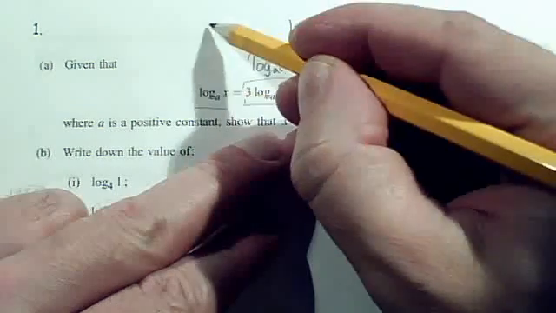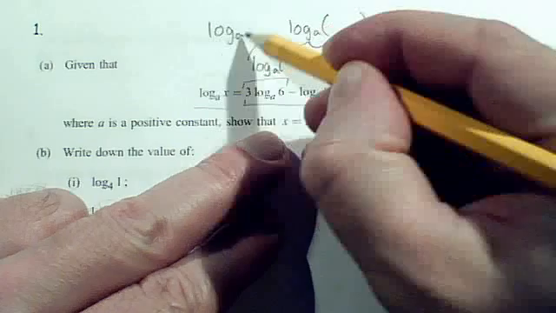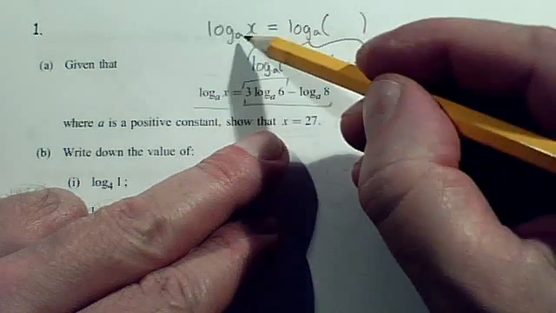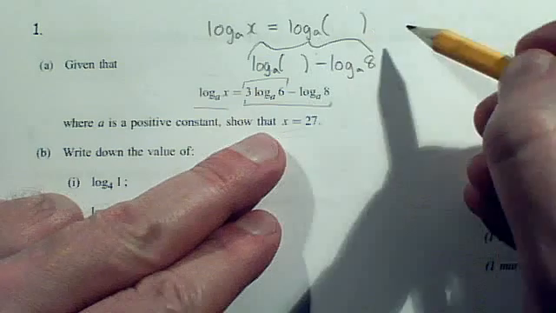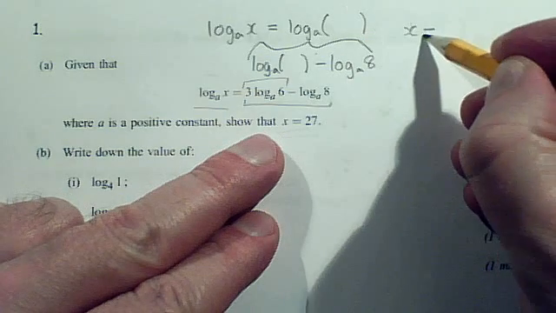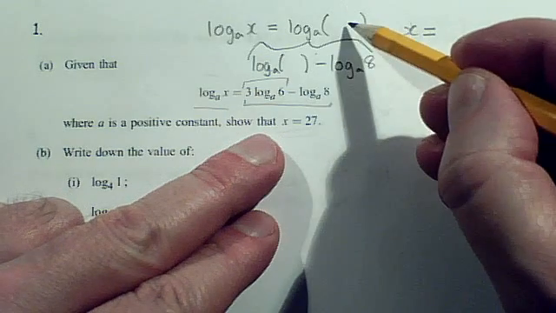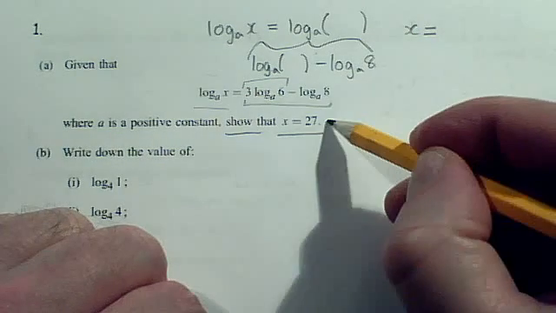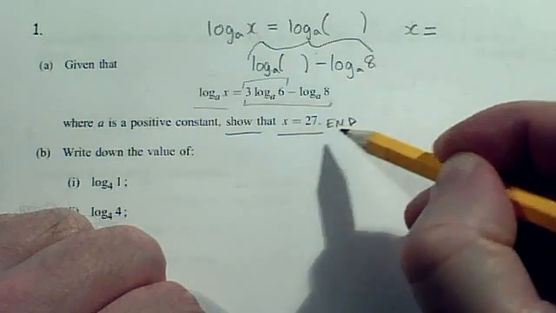So we end up with log to the base a of x equals log to the base a of something else, and now you've got two logs that equal each other. You're entitled to say x equals the thing inside that log. And if you're lucky, that should be 27, because "show that" means our end point should be that x is 27.